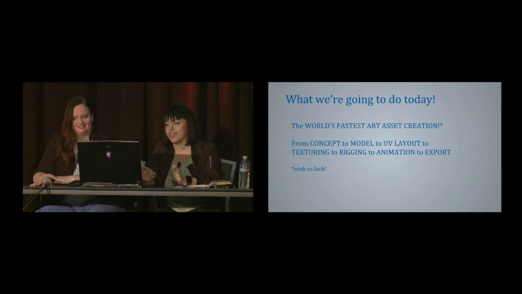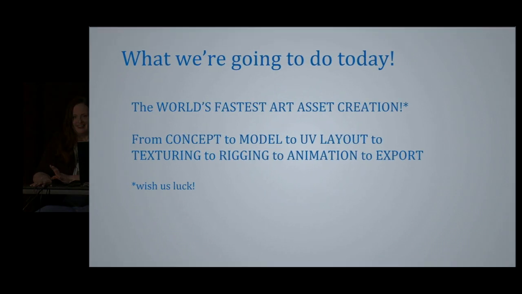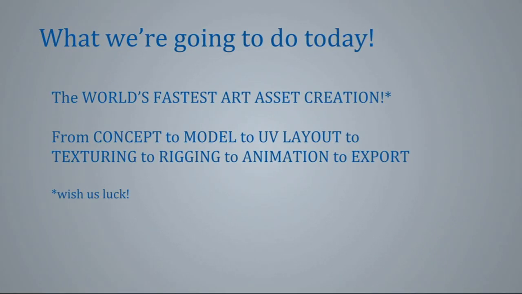So this is what we're doing today. We're going to do the entire art pipeline in under an hour. So we're going to skip a few things and do here's what we made earlier a couple times. So a little bit like a cooking show, but we're going to go from a concept to model to UV layout, texturing, rigging, animation, and export. And that's actually the order that you would do those steps. There are reasons why you would want to do UV layout before rigging, for example. So this is generally a pretty solid standard pipeline for anything you're going to animate.